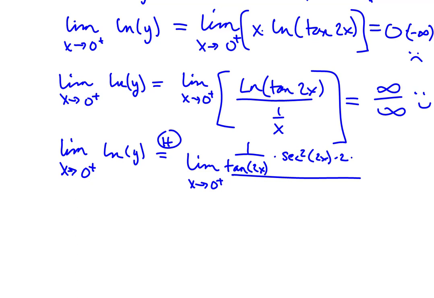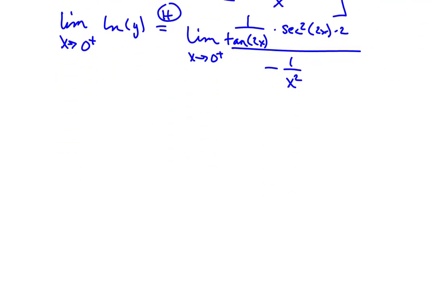Down below with the 1 over x, the derivative of that would be negative 1 over x squared, which means we've now at least taken our derivatives. Let's see if this is going to help us at all. If I keep this going, I have the limit as x approaches 0 from the right.